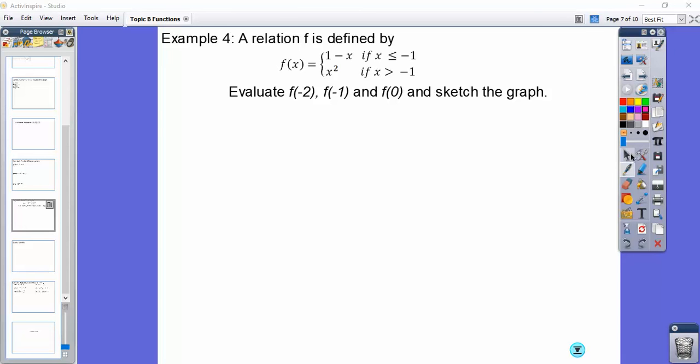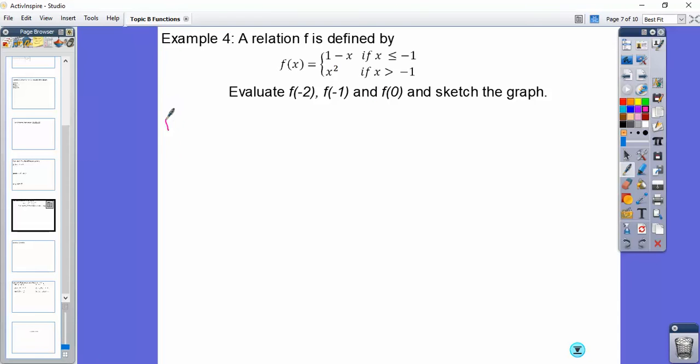Okay, let's look at example 4. So a relation is defined by this. I gave you a piecewise function. F of x equals 1 minus x if x is less than or equal to -1, and it's equal to x squared if x is greater than, or excuse me, just greater than -1. So we need to evaluate and sketch this graph.